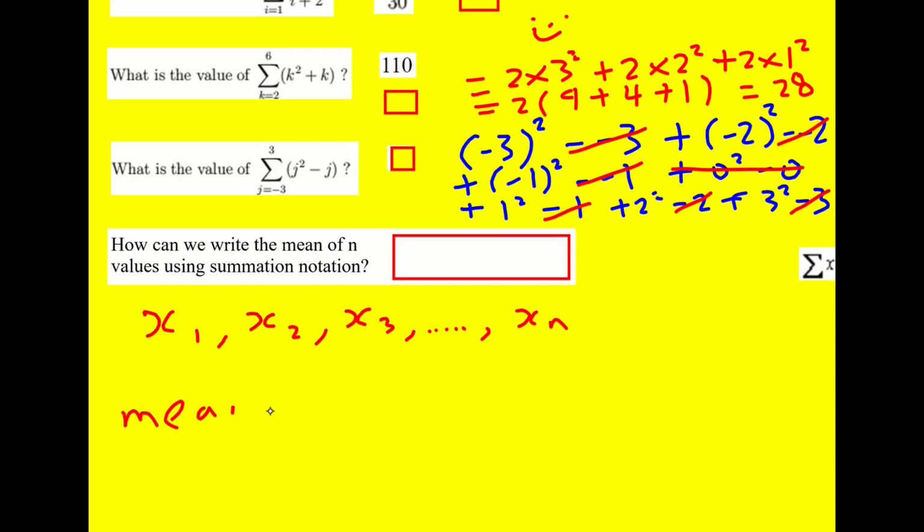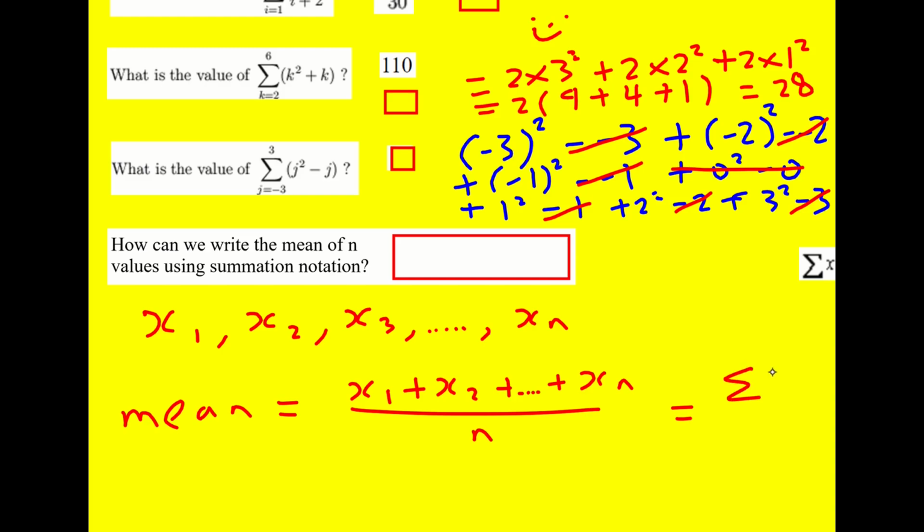The answer is that you're first of all going to add them together and then divide by how many there are. How many are there? There's n values. And we saw right at the start of this sub-lesson that this is sigma xn. Oh, I shouldn't use an n here because I have an n in my final answer. So it's going to be sigma xi, from i equals 1 up to n, and I'm going to divide by n.